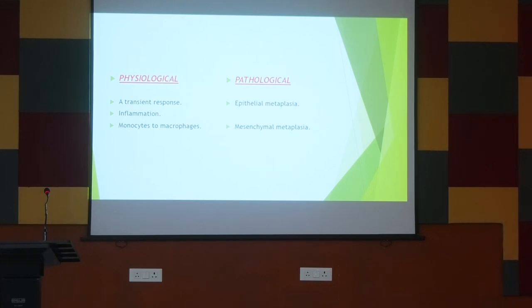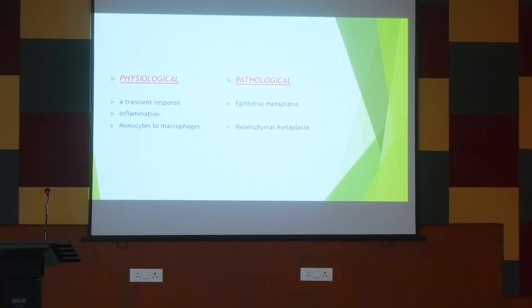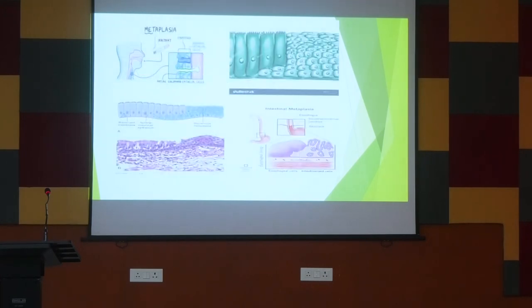So again, one is physiological, for example, monocyte to macrophages. Blood monocytes get spilled into the circulation and they form macrophages. You will read all these in chronic inflammation. So remember, monocyte to macrophages. And macrophages are given various kinds of names depending on the location. For example, in brain, they are called microglial cells. In liver, Kupffer cells, very good. Then comes pathological metaplasia. One is epithelial metaplasia and the other is mesenchymal metaplasia.